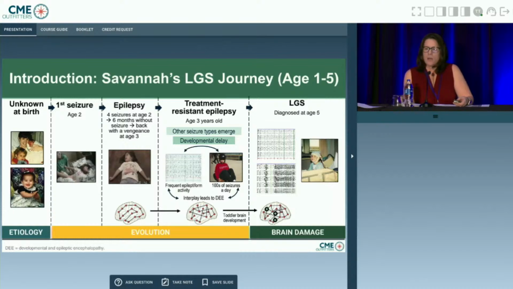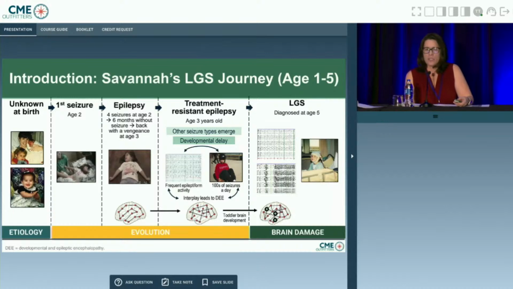And I point this out because we often talk about Lennox-Gastaut as being this static thing, but it's not. It evolves over time. And during that time, when the seizures emerged when she was 3, she started having hundreds of seizures a day, too many to count on some days. And at that point, we started to see frequent epileptiform activity between seizures. And there was this interplay that started to cause developmental delay.